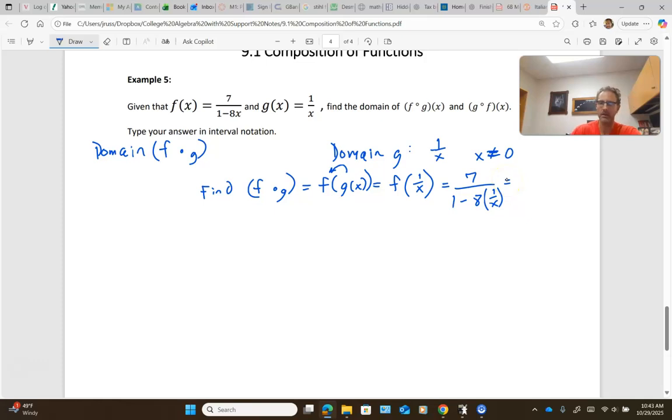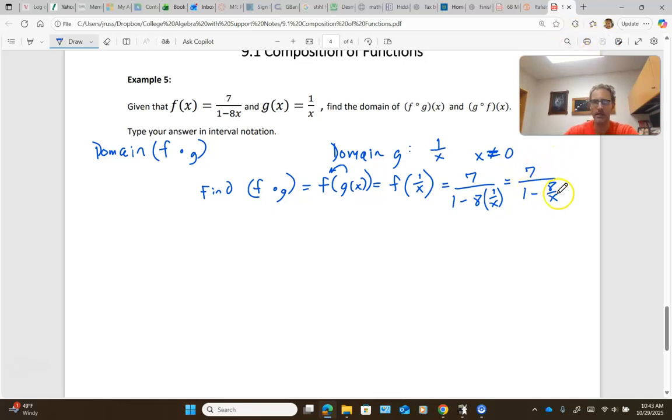If I were to simplify this a bit, I can multiply 8 times 1 over x, and that'll give me 7 over 1 minus 8 over x. And you may think this is simplified, but we don't typically like to have a fraction within a fraction. So what we want to do is somehow eliminate this fraction that's here in the denominator.